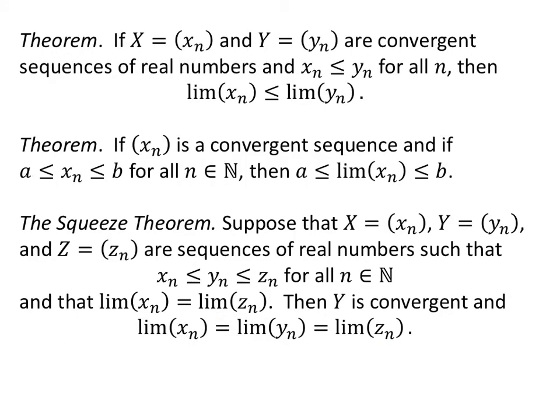Okay. So we're going to look at a couple of other theorems, and these all kind of tie together in order to build the squeeze theorem. You give me two sequences that are convergent, and if I know that x sub n is less than or equal to y sub n, then the limit of x sub n has to be less than or equal to the limit of y sub n. Now, maybe x sub n is always less than y sub n, but the limits could be equal to each other.